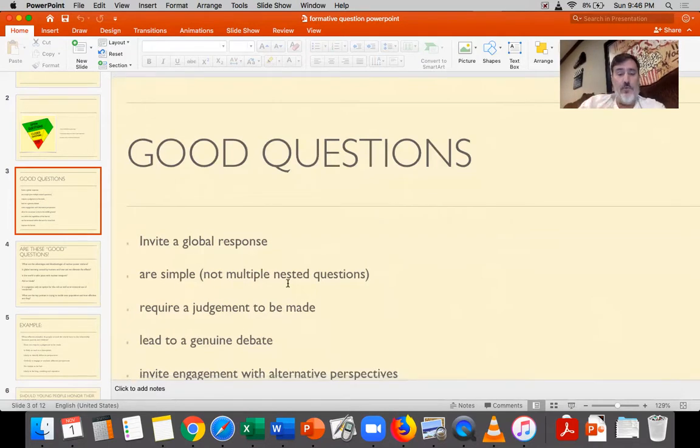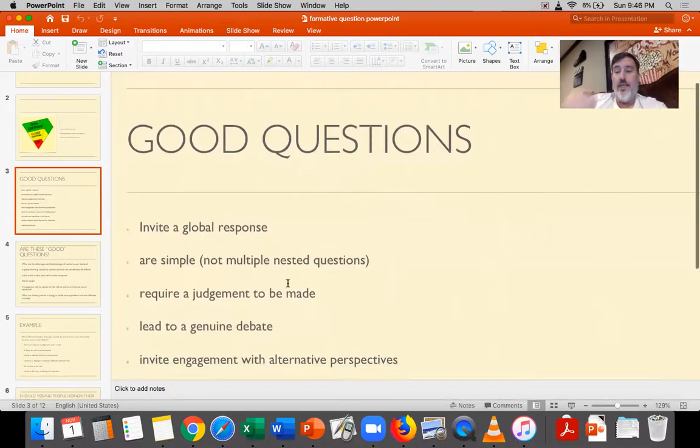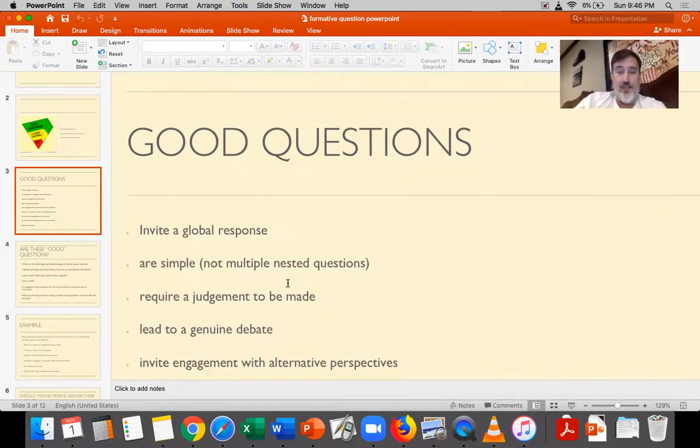They have to be simple and not multiple nested questions, multiple questions in one question. Is it this? And if it is, is it this? No, you can't do that. You cannot have nested questions. It must require that some kind of judgment be made. Your question must be open-ended. It must invite a global response. It must be simple. And it must require a judgment to be made. And it must lead to a genuine debate.